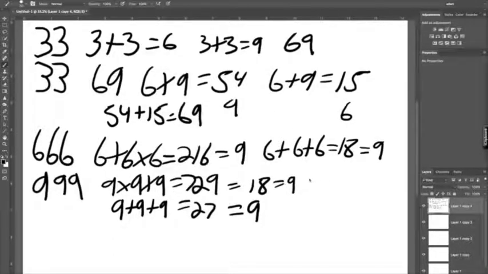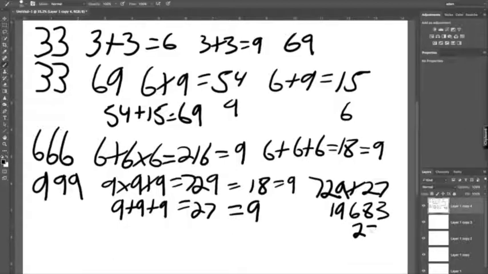Okay, so we also have 729 times 27 equals 19,683, which equals 27, which equals 9. Here we have 729 plus 27 equals 756, which equals 18, which equals 9.